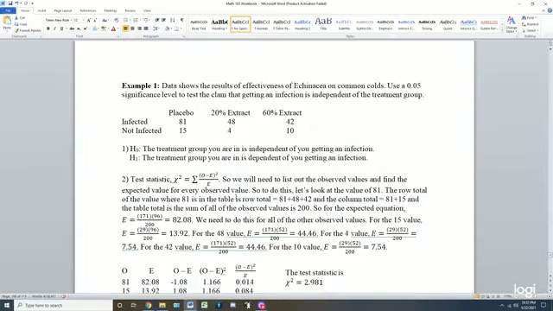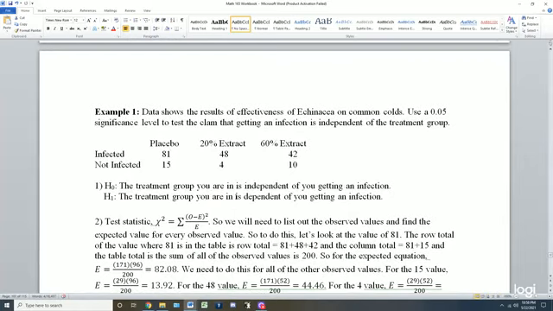Okay. So let's see an example so you can see how that's going to work out. Example 1 says, data shows the results of the effectiveness of an influenza treatment on common colds. Use a 0.05 significance level to test the claim that getting an infection is independent of the treatment group. Now it tells us exactly what we want, right? Getting an infection and the treatment group are our row and column variables. Notice we have placebo, 20% extract, 60% extract, infected, non-infected. So this is the treatment group, and this is the infection group.